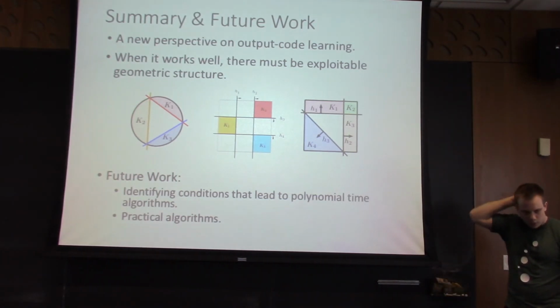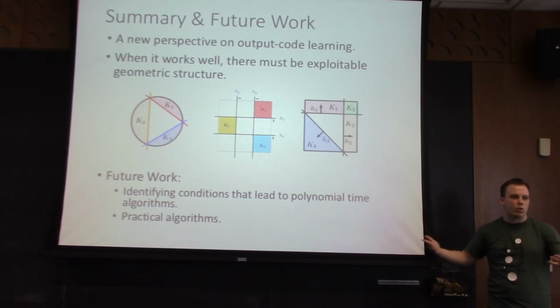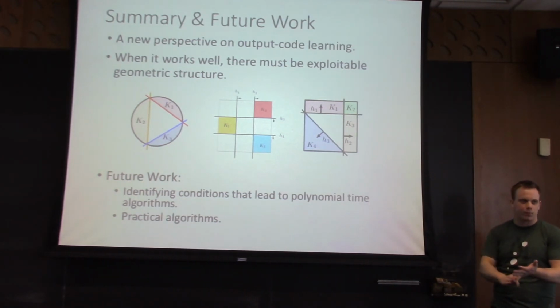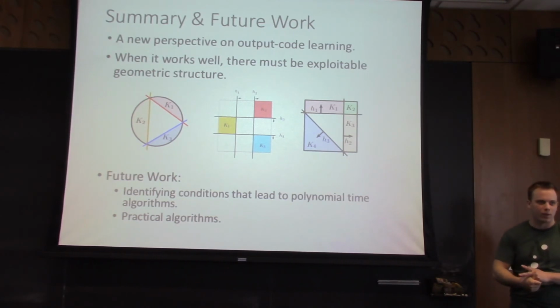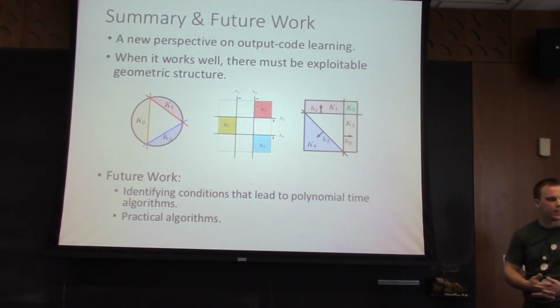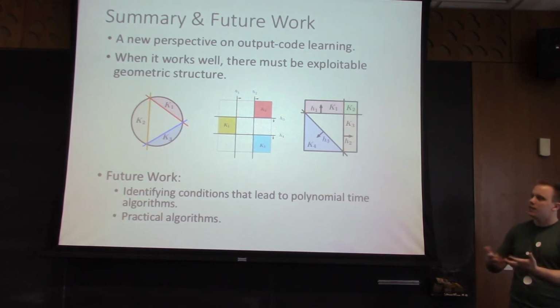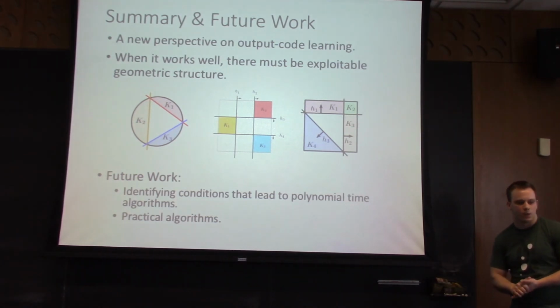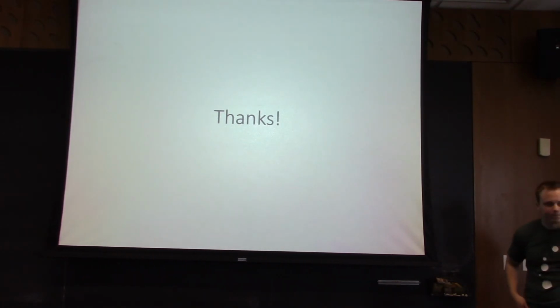Going forward, we would like to identify conditions that lead to more realistic algorithms. In this case, we have exponential size samples, and the algorithms are expensive. So we'd like to see if there are better conditions that allow us to avoid these things. But ignoring computation, this still shows that there is structure. So thanks a lot.